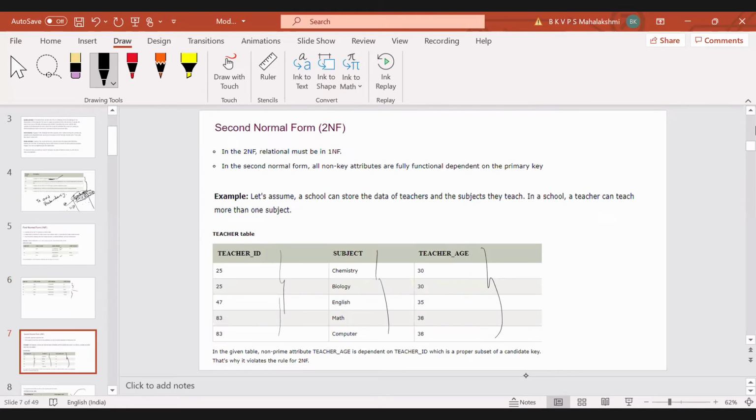Then coming to the 2NF. See, the 2NF property is that the relation must be in 1NF at first. And then if it satisfies 1NF, we should check that all the non-key attributes are functionally dependent on the primary key. So what is the primary key? Nothing but the key attribute. That means fully functionally dependent on the primary key.